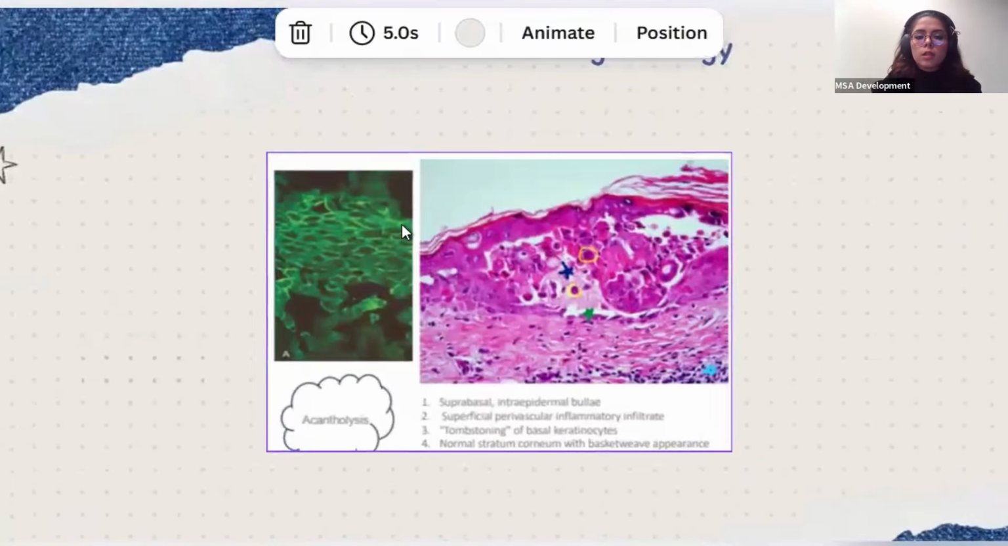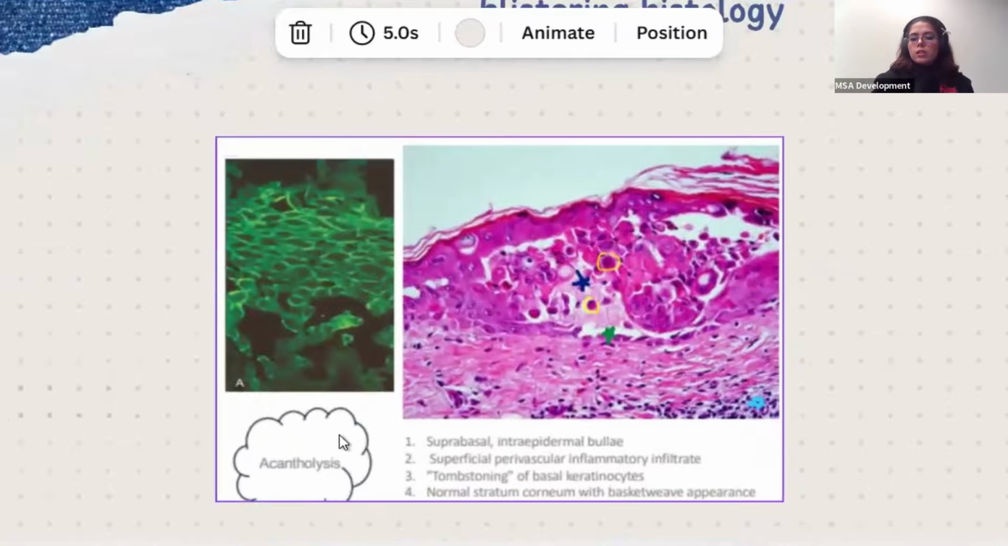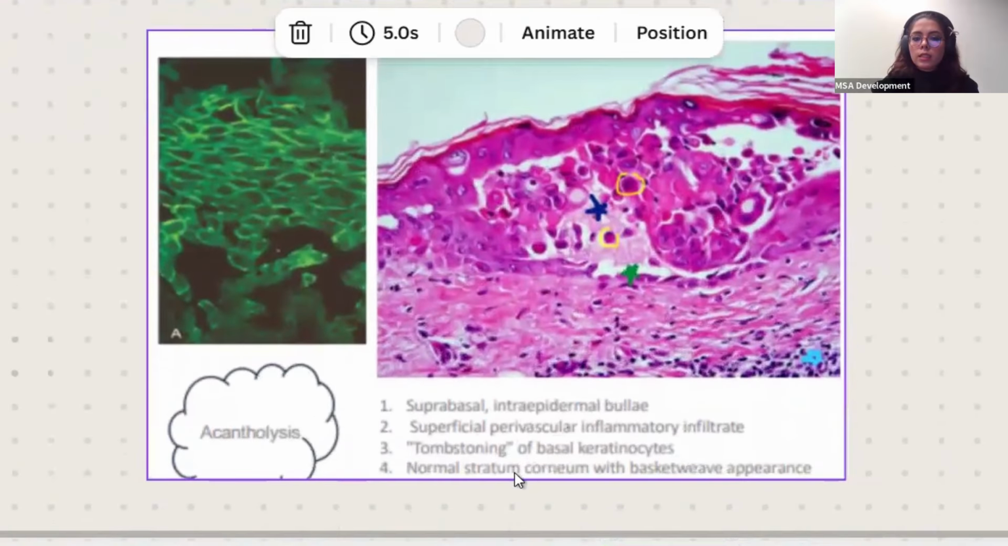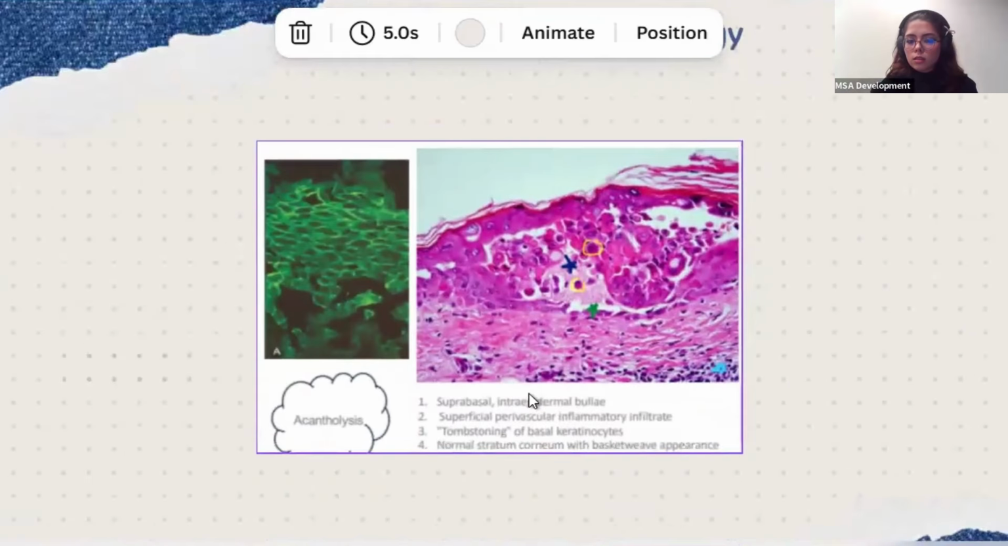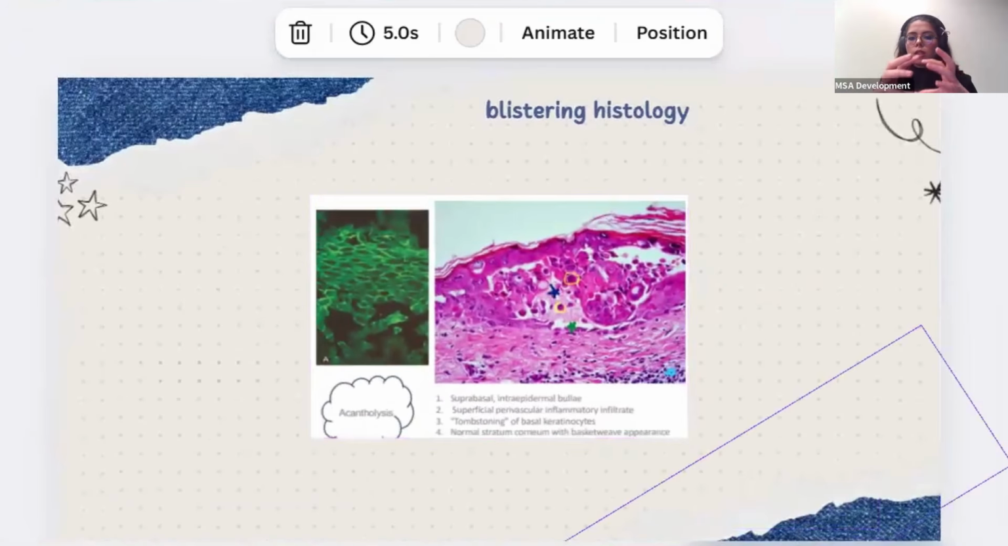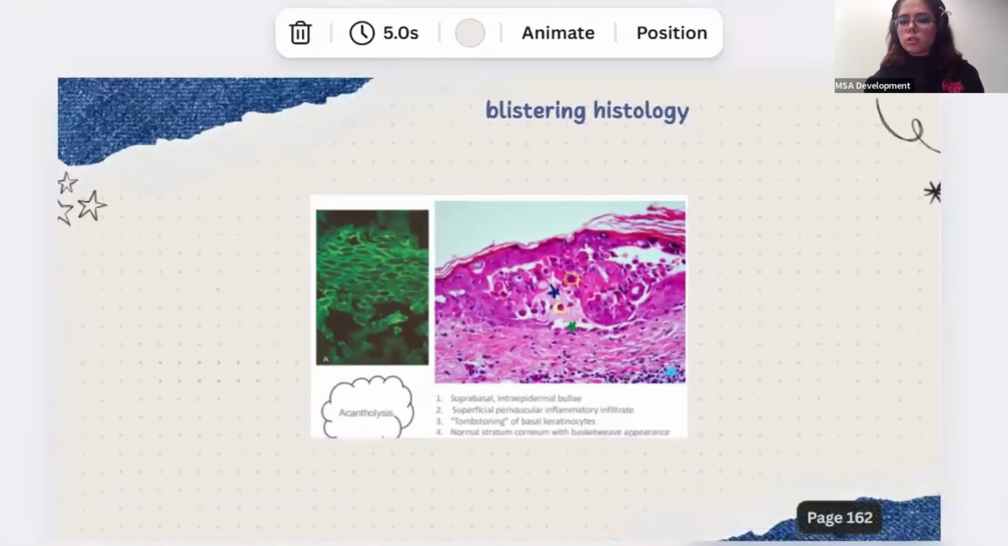This is more of the histology. This belongs to a specific disease. I'll go over it. You can see the slide in the corner. There's a characteristic tombstoning and acantholysis on the histology slide. These are just an introduction. We'll get into actual diseases right now.